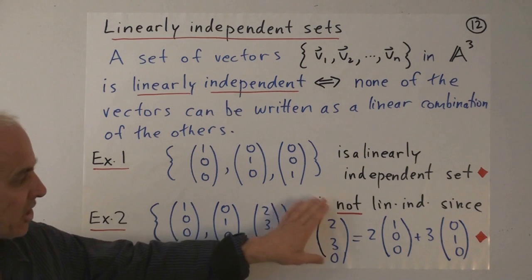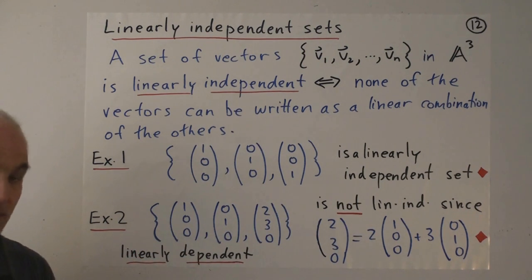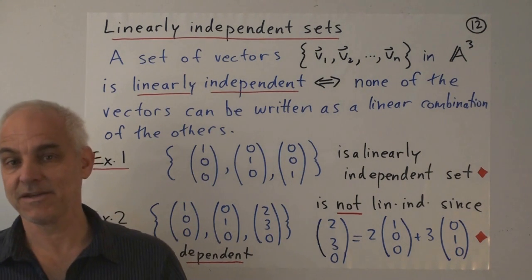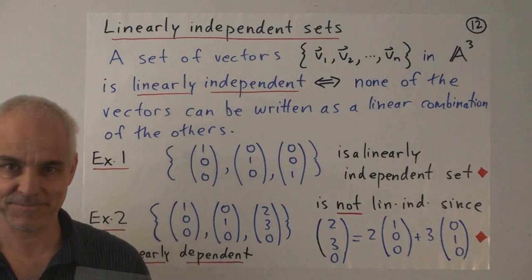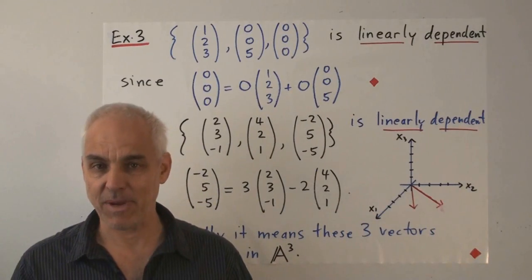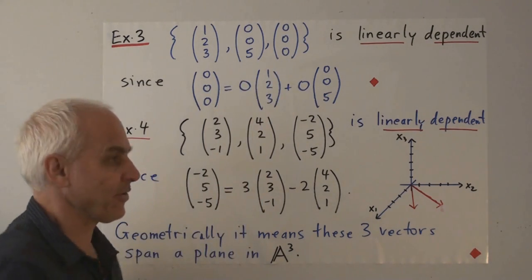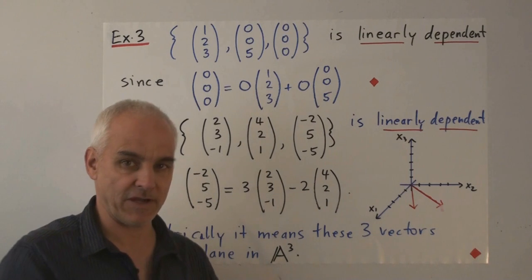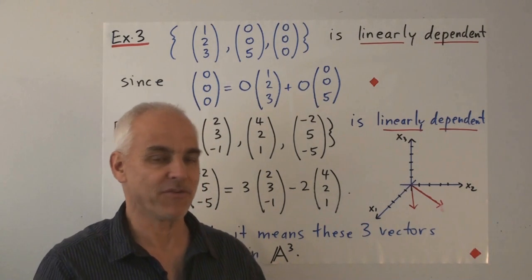What do we say when the set is not linearly independent? We say that it's linearly dependent. So linearly dependent means that one of the vectors, at least, can be written as a linear combination of the others. The next example may strike you as a little bit perverse. It's a set with 3 vectors, one of which is the 0 vector. There's nothing preventing the 0 vector from being part of this discussion.